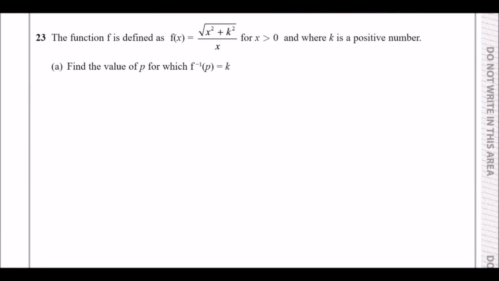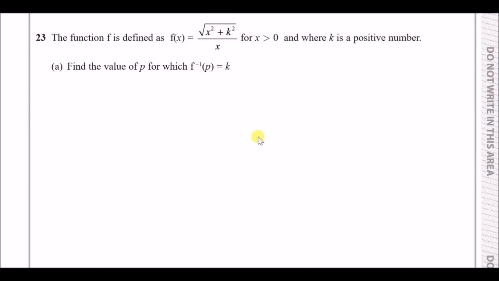And finally, number 23. Let's do it. The function f is defined as f(x) equals the square root of x squared plus k squared, all over x, for positive values of x, where k is a positive number. Now, part A: find the value of p for which the inverse function at the point p, f inverse of p, equals k.